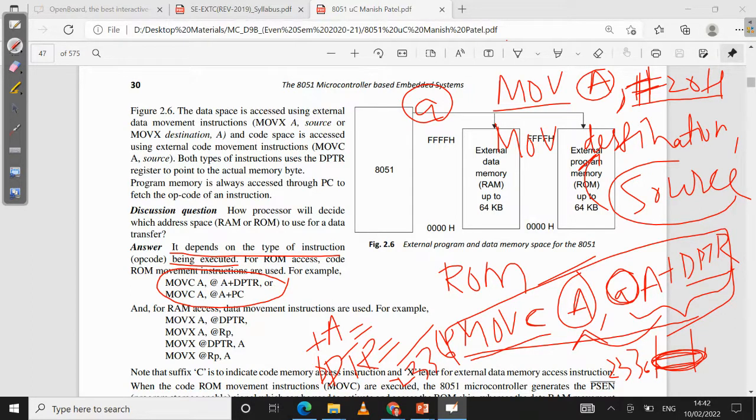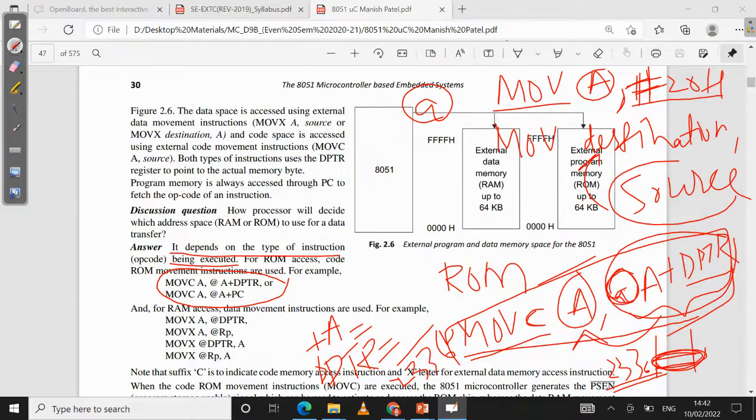Again I am repeating, please pay attention. My question is, how do you access your ROM or external ROM? For that you have an instruction that is MOVC. C stands for code memory. Even this is a data transfer instruction. As here you have seen, you have written C, it means your instruction is associated with the code memory. So here @A+DPTR, जो भी कुछ वैल्यू आती है, suppose it comes to be 2336, यहाँ पे @ है, इसका मतलब एड्रेस है.